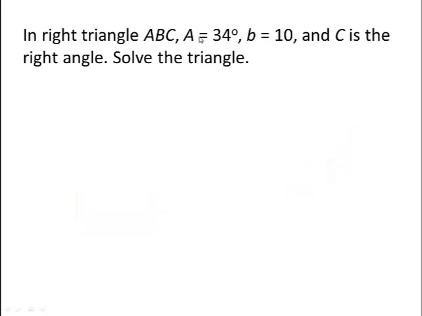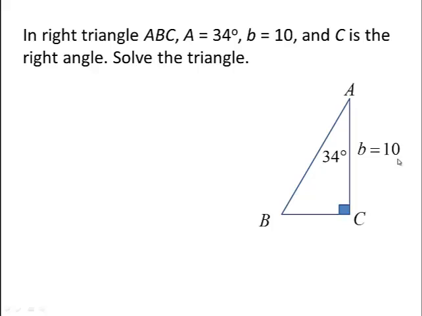In right triangle ABC, A is 34 degrees, b is 10, and C is the right angle. Solve the triangle. First thing I would do is to draw the triangle. C is my right angle. A is 34 degrees, and so that leaves this angle here as B. Filling in my number of 10 for side b. Side b has to be opposite angle B, so 10's over here. And we can immediately get angle B because we know the three angles in a triangle add up to 180. So we get 56 degrees for B.